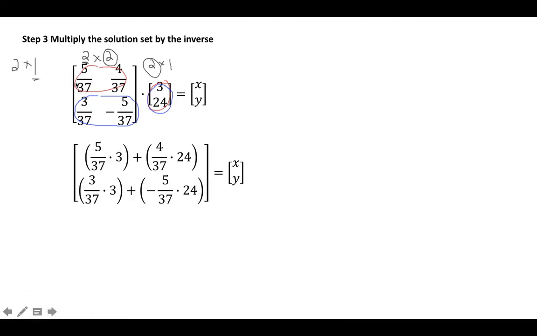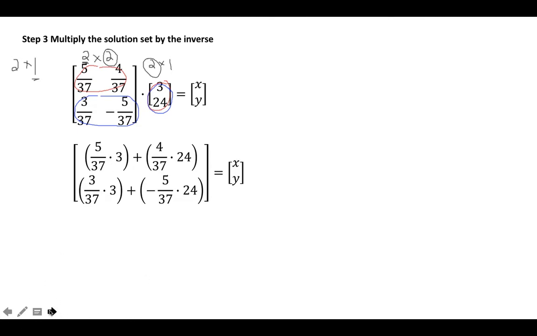So 5 over 37 times the first element, which is 3, plus 4 over 37, the second element, times 24, which will be the second element on that column. So 5 over 37 times 3 plus 4 over 37 times 24. That takes care of the first row by the first column, and then I will do the second one. That will be 3 over 37 times 3 plus -5 over 37 times 24, down here at the bottom. Once I do that, the rest that I have to do is simplify.